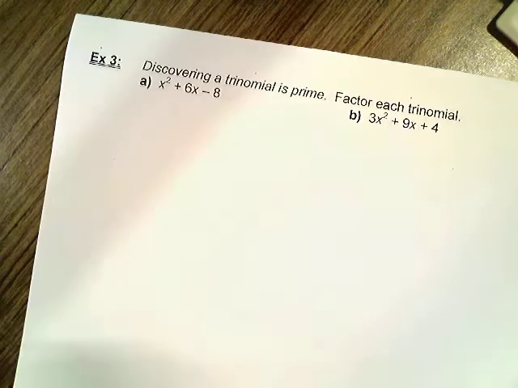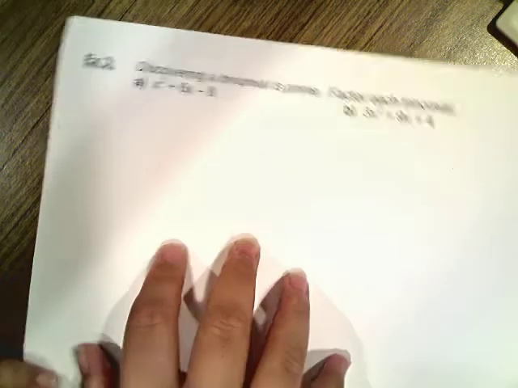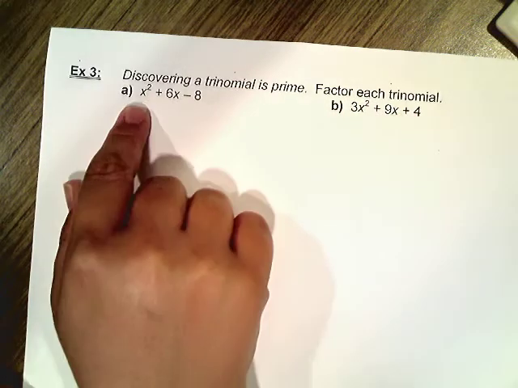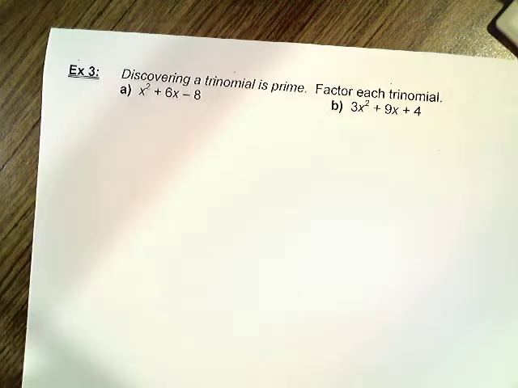Let's do it again. So here we're again asked to factor each trinomial. So we have x squared plus 6x minus 8. So again, we are factoring. The first thing we ask ourselves is, do we have a GCF? And the answer is no, there's no GCF.